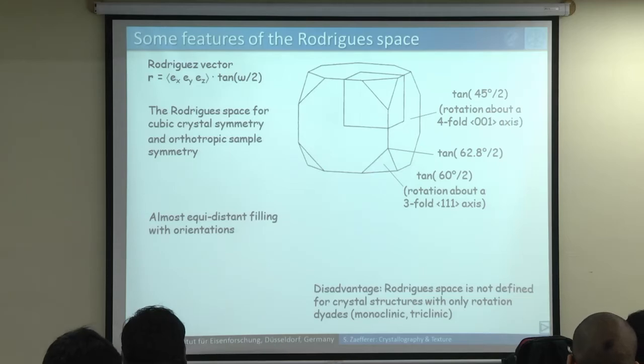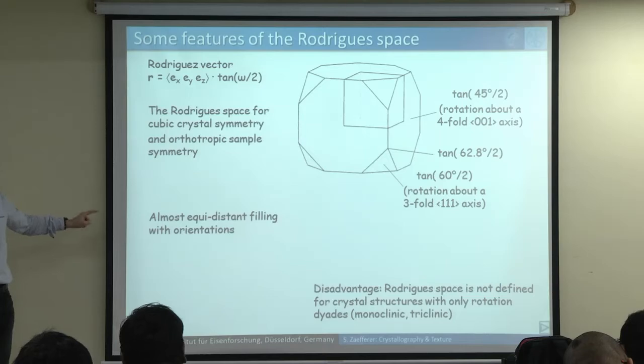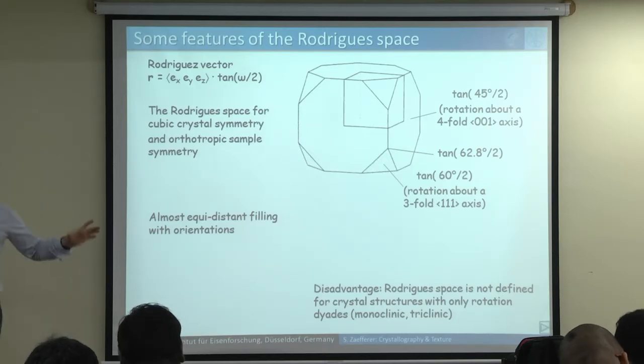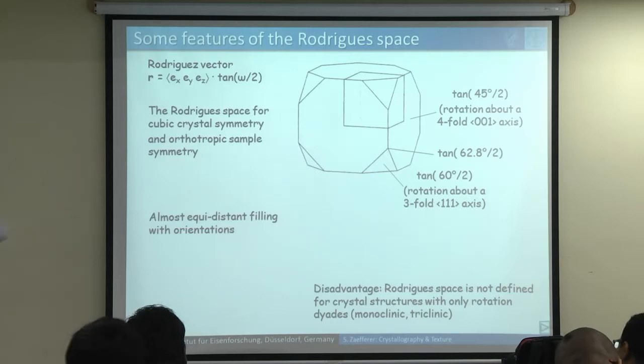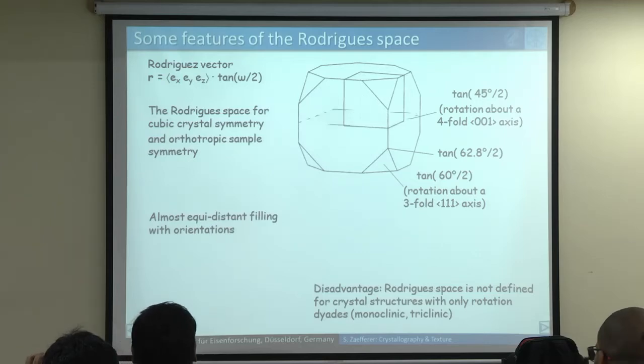And then this is also a very interesting feature of the Rodriguez space. You remember, Euler space is not homogeneously filled. If you're close to capital phi equals 0, then the orientations are farther away than when you are far away from it. And this is almost not the case for the Rodriguez space. If you place orientations, each one 5 degrees spaced, they have in Rodriguez space almost exactly the same distance from each other. And that makes it actually quite nice.